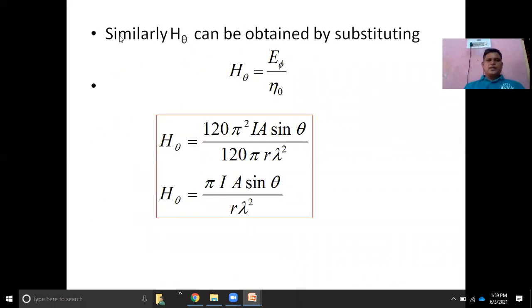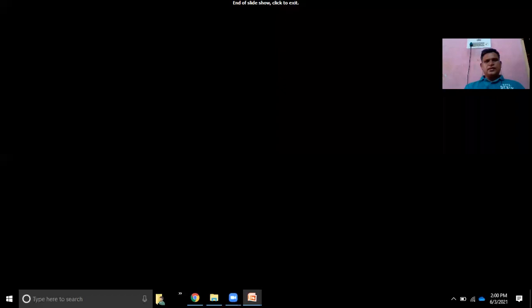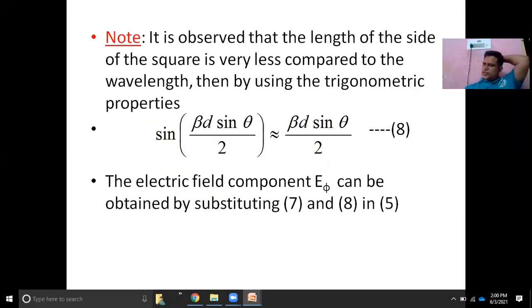Similarly, for the magnetic field intensity, the H theta component can be obtained by substituting this equation here. Now, H theta is equal to this E theta, if I simply divide by eta naught, that is 120 pi, we are getting the expression for H phi. Here we have calculated the electric field intensity and the magnetic field intensity, then we can calculate the radiation resistance.